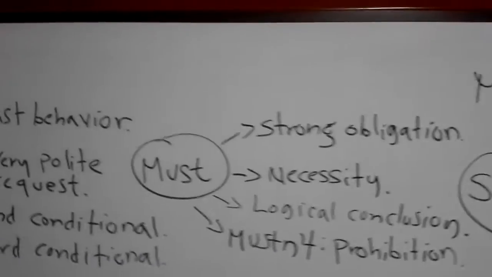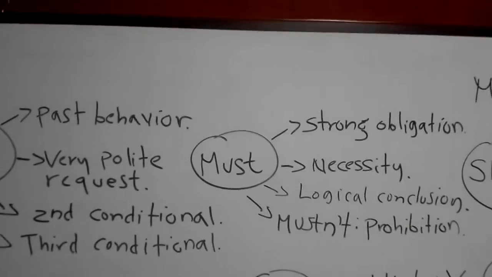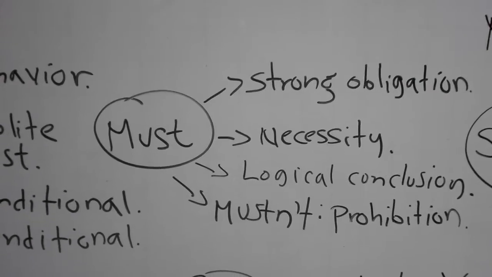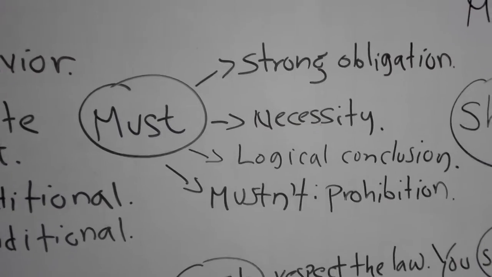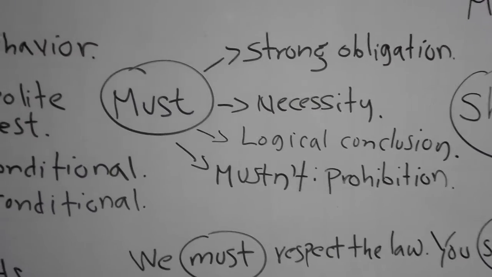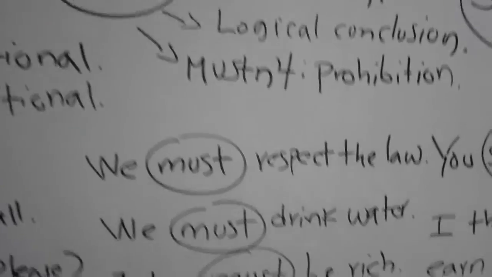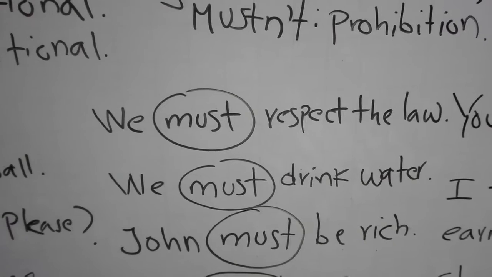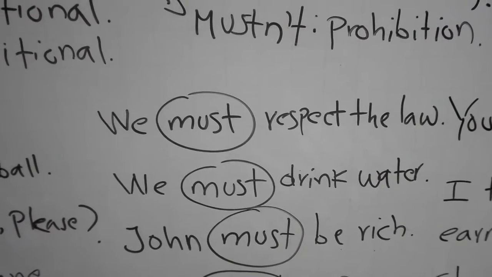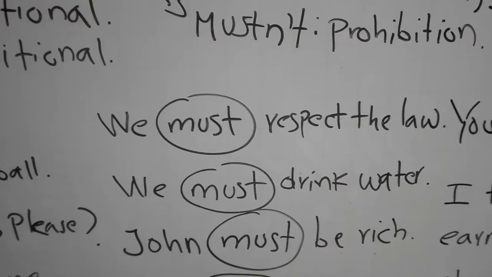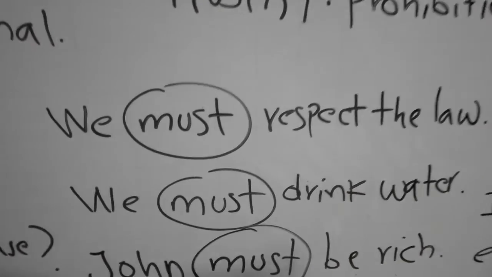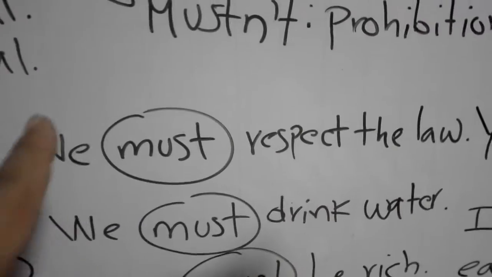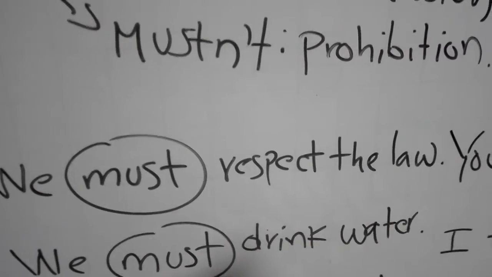Let's move on to must. We use must when we talk about strong obligation, necessity, logical conclusion, and in a negative way, mustn't, when we talk about prohibition. Okay? So for example, when we're talking about strong obligation, we must respect the law. This is an obligation we have. We have the obligation to respect the law. If we don't respect the law, maybe we go to jail. So we must, as an obligation, respect the law.